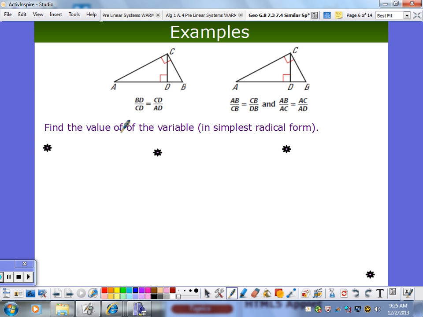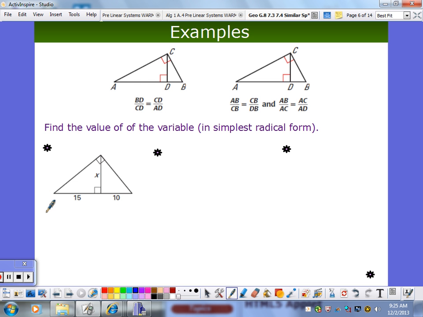Let's see if I have some examples here. Find the value of the variables. I'm just repeating the theorem. For x, I have a right triangle, and I drop an altitude. So how do I find x? I want to hazard a guess here. What is x the geometric mean of?